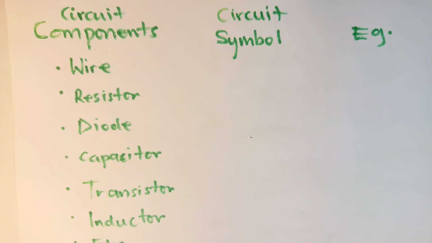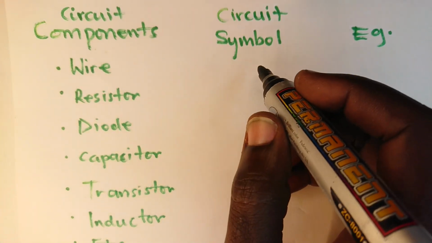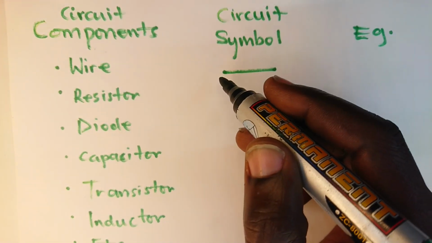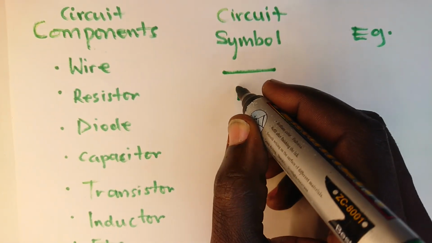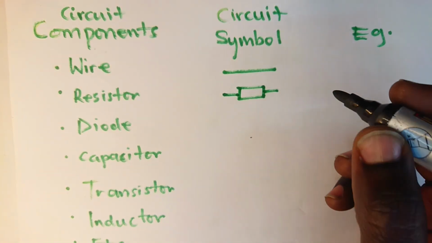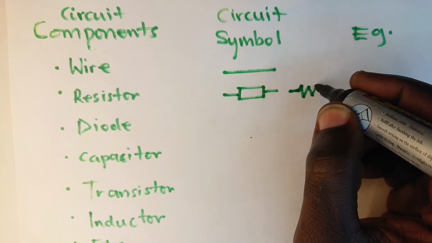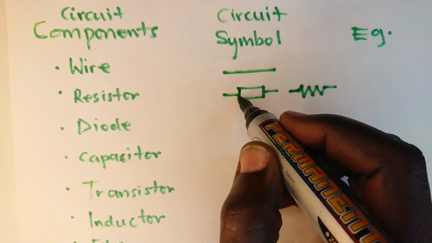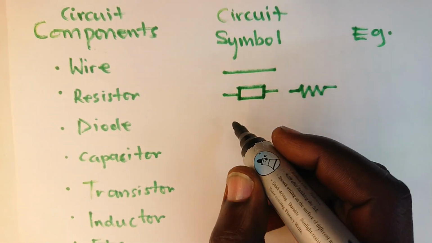So in any electronic device or circuit, we shall have wires. Now the symbol of a wire is usually just a line, meaning that something can flow from one end to the other. Now a resistor, at times this is how we will draw it, or at times it's just something like that and then zigzag like that. So those are the two symbols of a resistor. If you see any of this or that, that's a resistor.